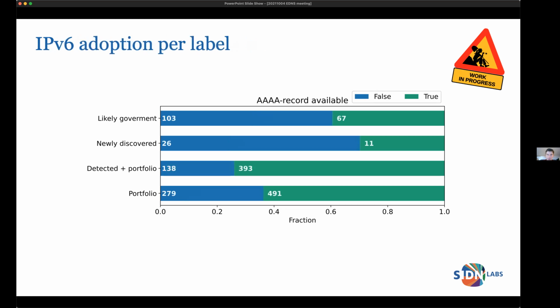And we see a similar pattern for IPv6 adoption. So the majority of the domain names that were in the portfolio already support IPv6 because they publish a Quad A record. But for the discovered domain names, that rate is a bit lower. So this is also important for the government and also for us as a registry, because we want to push the government to use those technologies. We can ask them to implement those technologies, those standards as well.